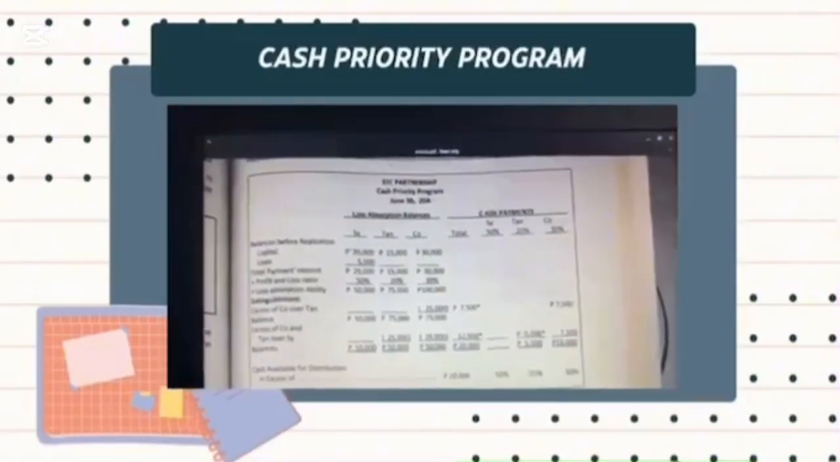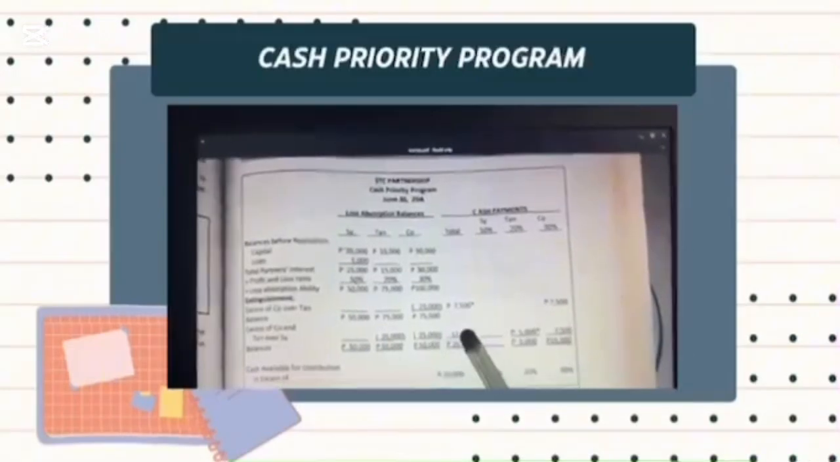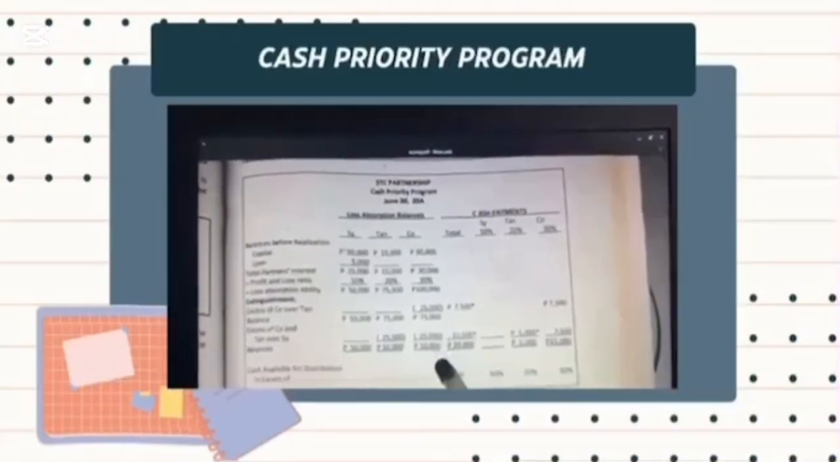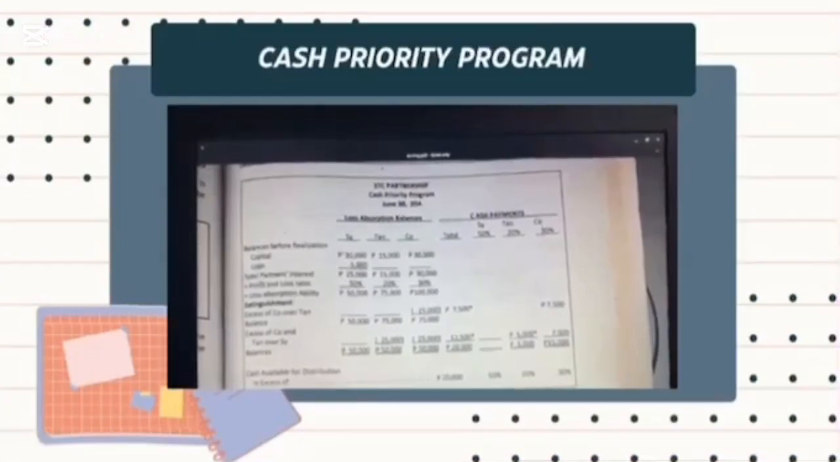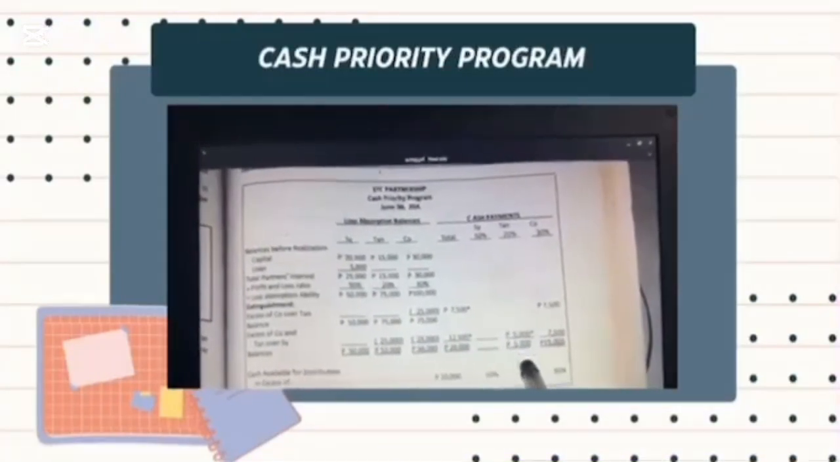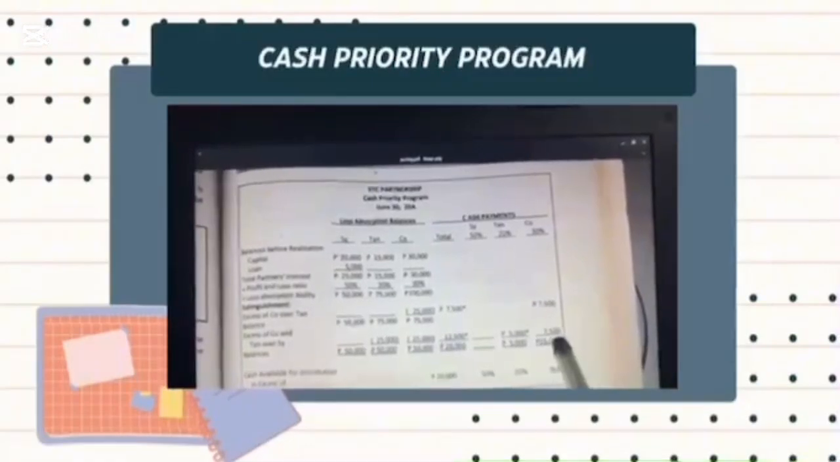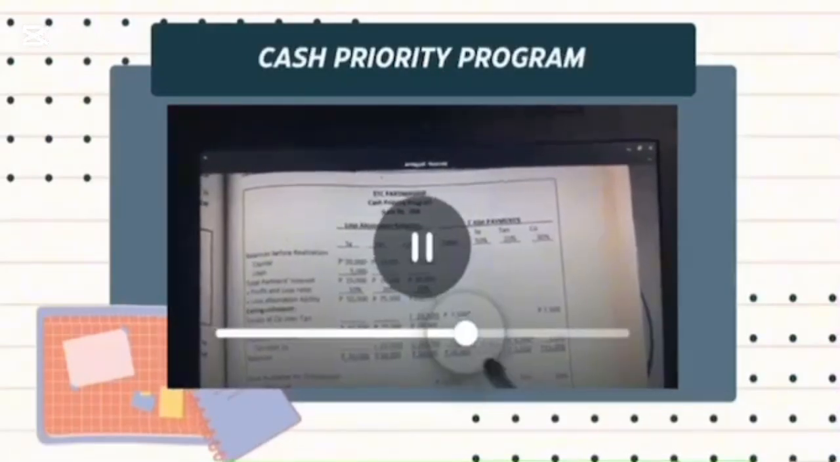That is, the cash available for distribution is exactly 20,000. As you can see here, the cash distribution is exactly 20,000. So the share of Tan is 5,000, while the share of Co is 15,000, and Sai will not receive anything.